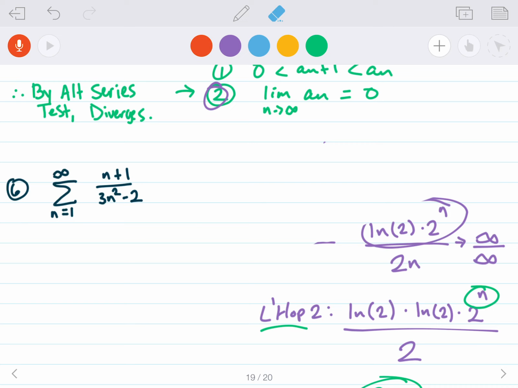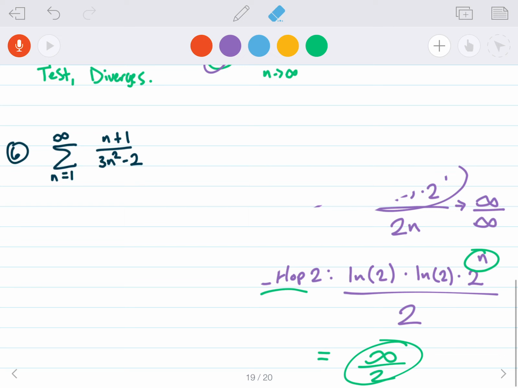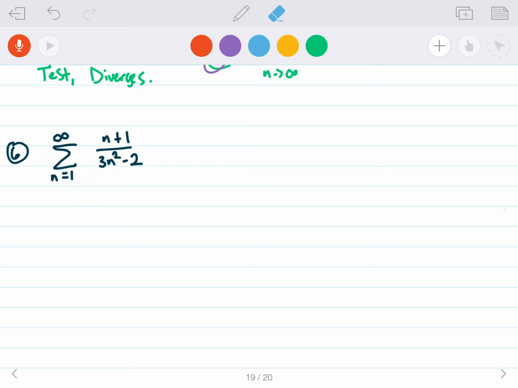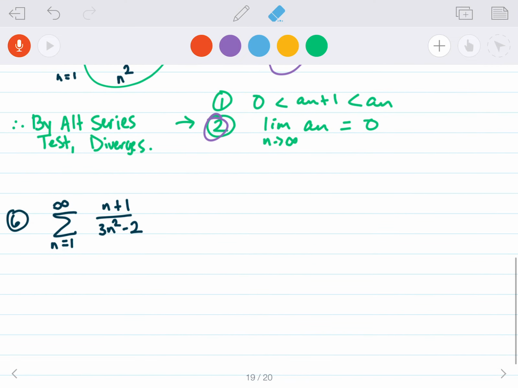So, last one on here. So what test do you think we should use? Well, I see a rational function without n's in the exponent. So when that happens, I always try the limit test first, the divergence test. So we want to see, does the limit as n goes to infinity of n plus 1 over 3n squared minus 2 equal 0? If it doesn't, we can automatically conclude that it's divergent.